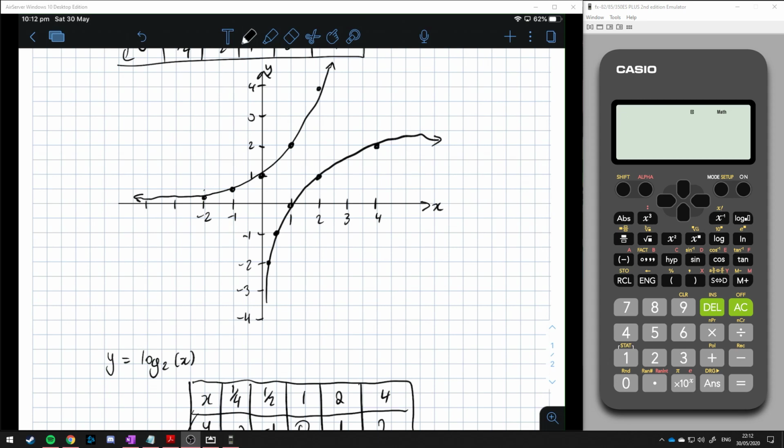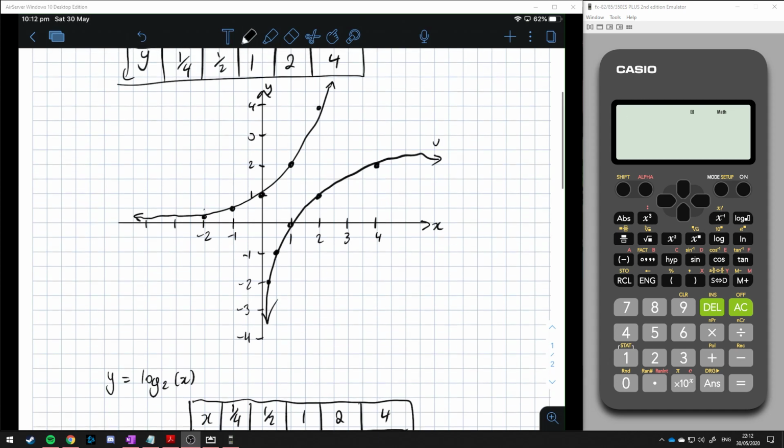We're almost happy with that line. The first bit of it was good, and the second bit wasn't. So that is y is equal to log 2 of x, and this one up here is y is equal to 2 to the power of x.